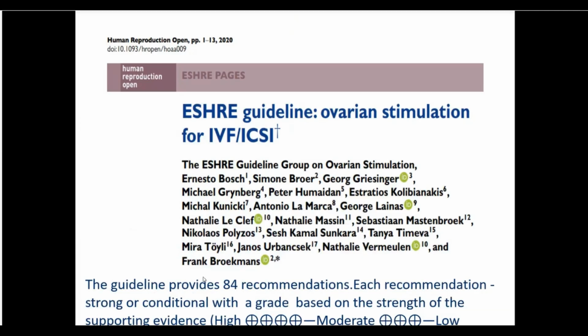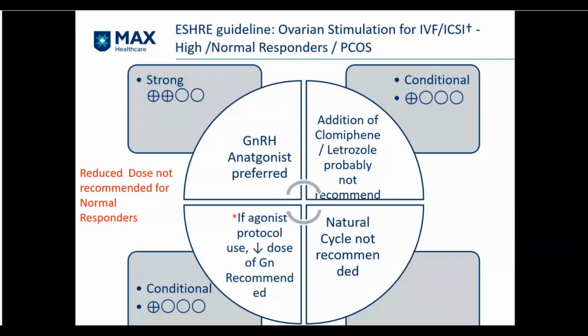Now, all my slides further down, I have compiled to give you a brief outline of the ESHRE guidelines on ovarian stimulation. Though this guideline provides 84 recommendations, I have tried to sum it up as much as possible, considering which are the main practical ones. Each recommendation is either strong or conditional, with a grade of evidence: high, moderate, low, and very low.